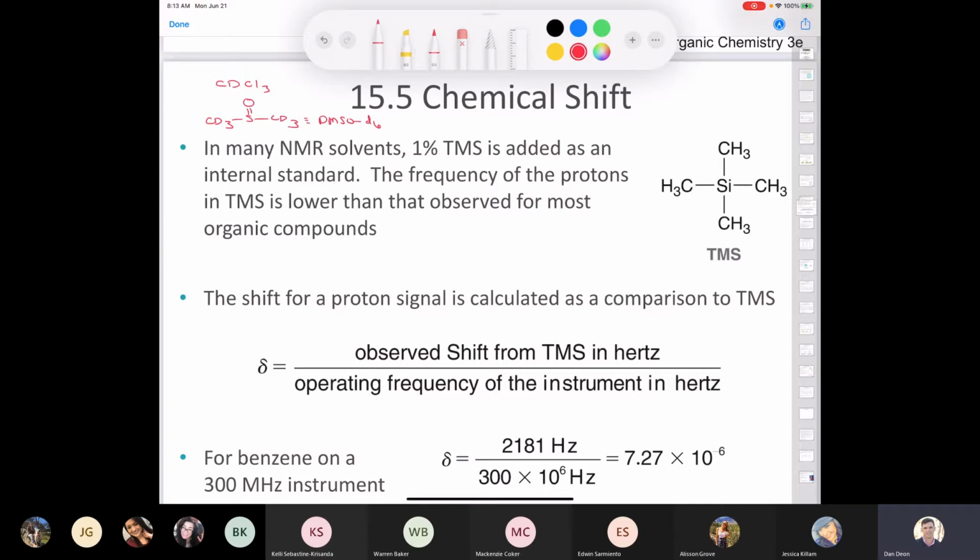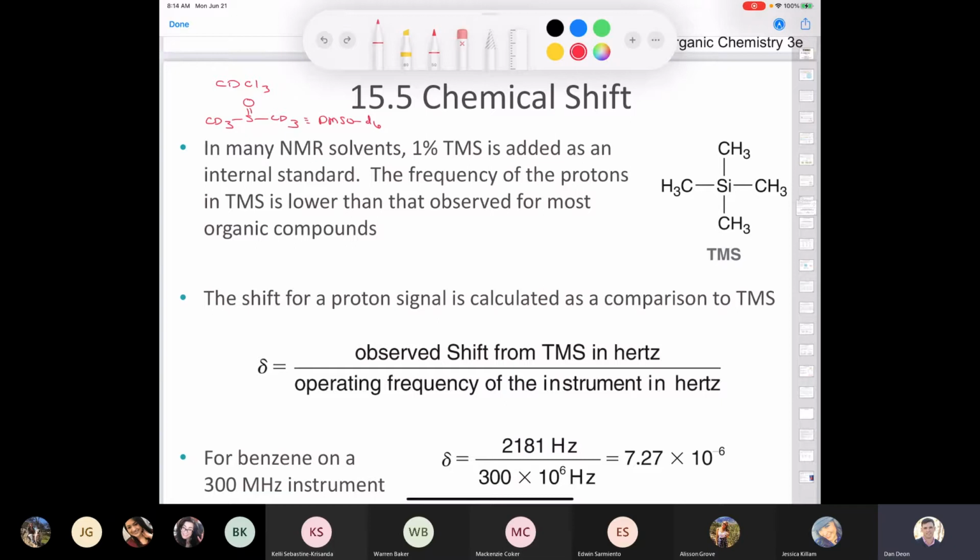And so the reason why we use TMS as a standard is because the resonating frequency of all of these 12 protons that are in here, which are all chemically equivalent, is lower, not necessarily much lower, but it's lower than the chemical shift, or the resonating frequency, of most protons in organic compounds. So how do we measure a chemical shift? Well, it says here the shift for a proton signal is calculated as a comparison to TMS.